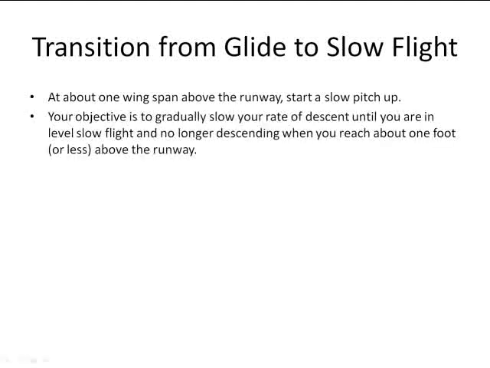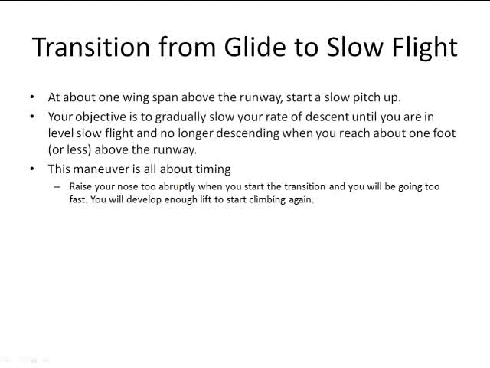The transition from glide to slow flight. At about one wingspan above the runway, start a slow pitch up. Your objective is to gradually slow your rate of descent until you are in level slow flight, no longer descending, when you reach about one foot or less above the runway. This maneuver is all about timing.